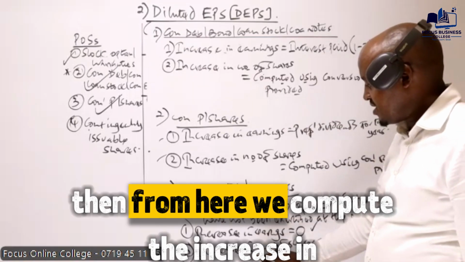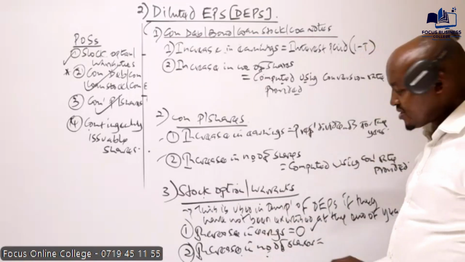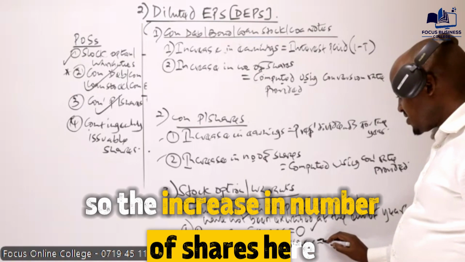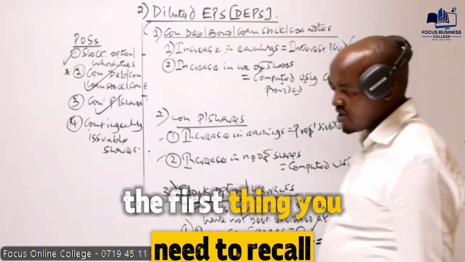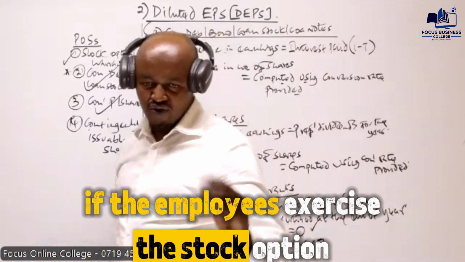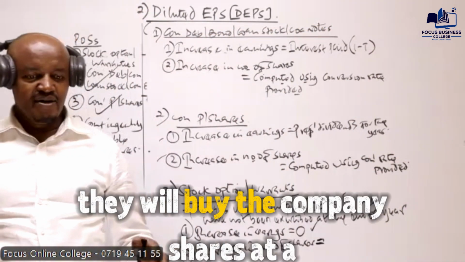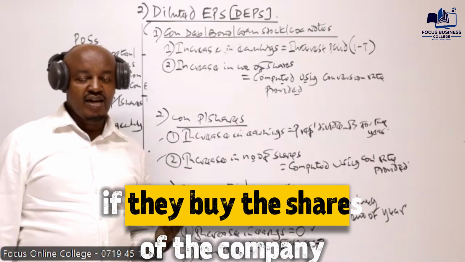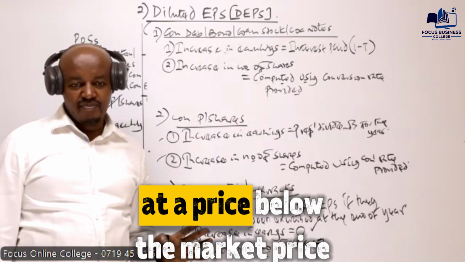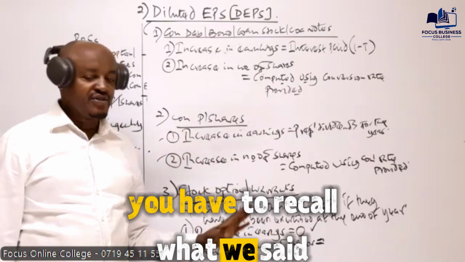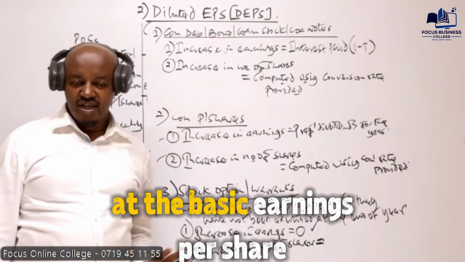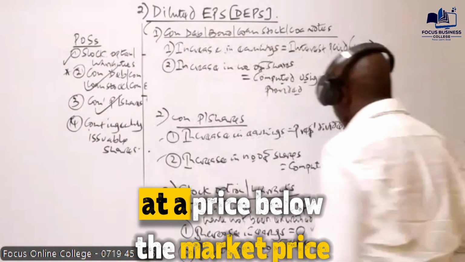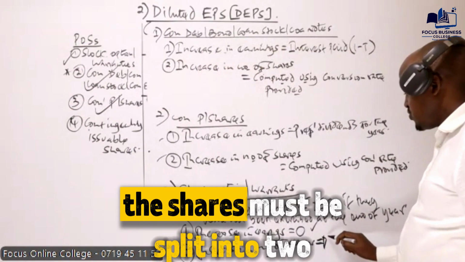Then from there, we compute the increase in number of shares. The first thing you need to recall is that if the employees exercise the stock option during the current year, they will buy the company shares at a price below the market price. So you have to recall what we said at the basic earnings per share: anytime the shares are issued at a price below the market price, the shares must be split into two.